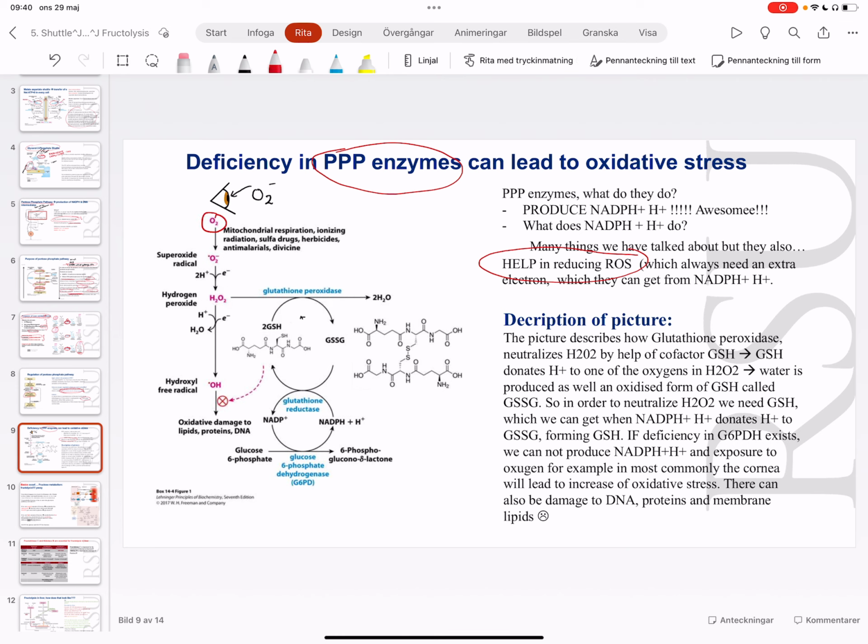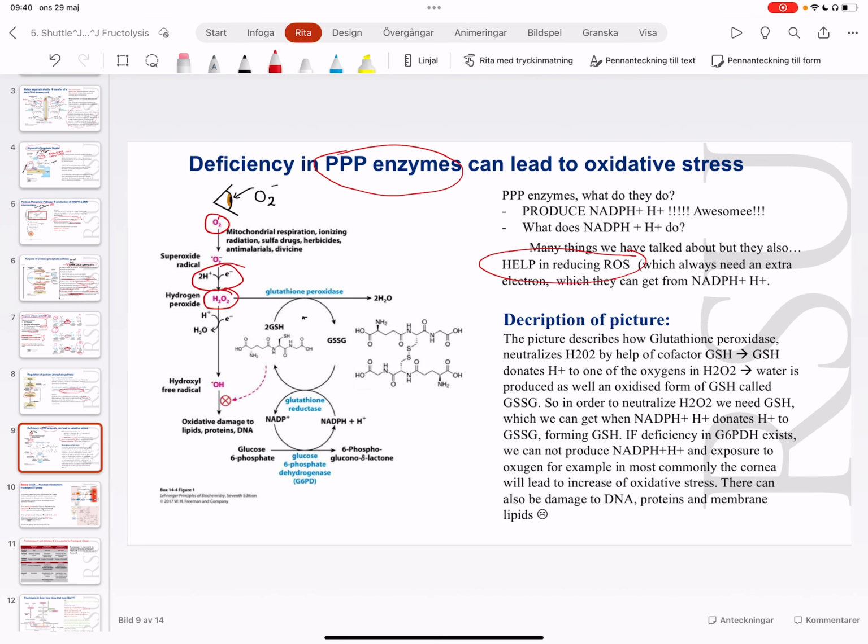You have oxygen. Oxygen might become a superoxide radical. This superoxide radical will be neutralized by addition of 2 hydrogens, and this will lead to the production of hydrogen peroxide. But hydrogen peroxide also needs to be neutralized, and we can neutralize hydrogen peroxide by the glutathione peroxidase enzyme. But this glutathione peroxidase enzyme can only work with the cofactor GSH.